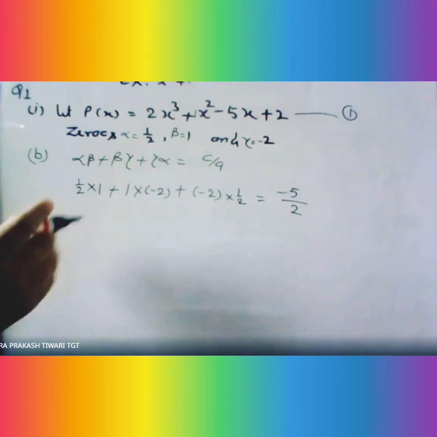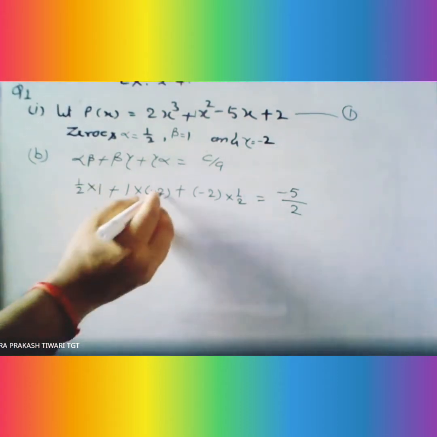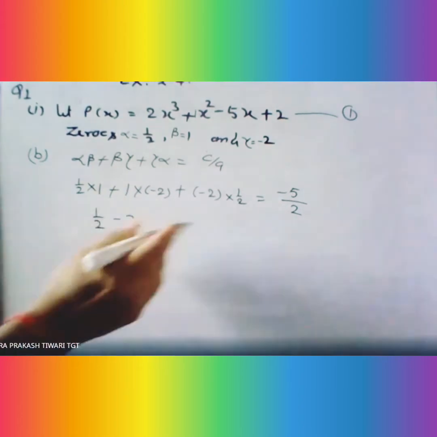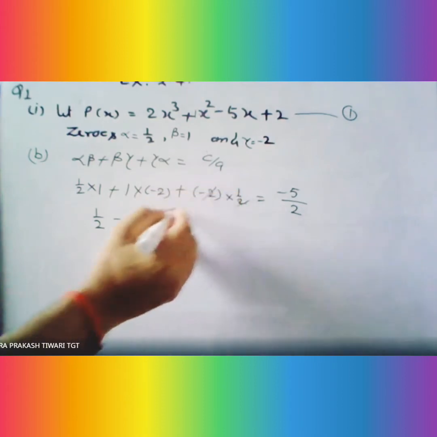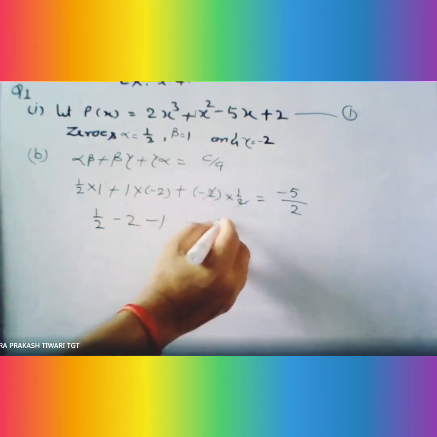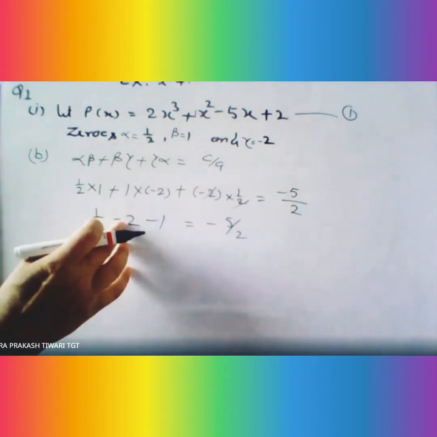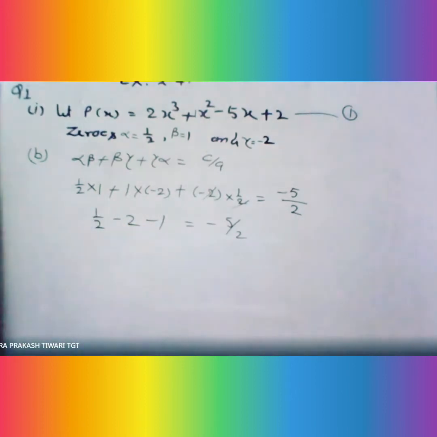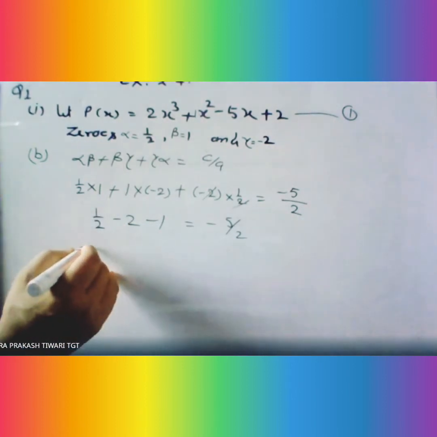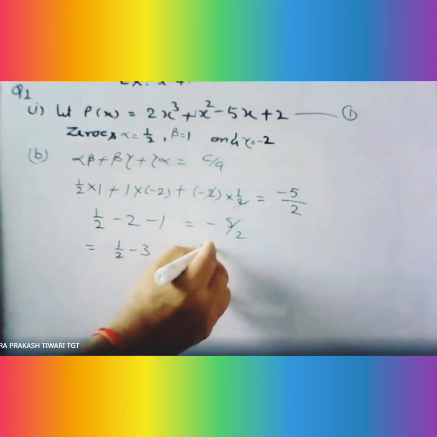So dear, what you will get: 1 into 1, that is 1 by 2, and 2 into 1, that is -2, and -2 and 2 cancelled out. So -1 you will get here. This is dear -5 by 2, same to same. After that, -1 and minus 2. This is minus 3. Minus 3 and half, dear, can you say? You can write this as minus 3 plus 1 by 2, and minus 3 equal to minus 5 by 2.